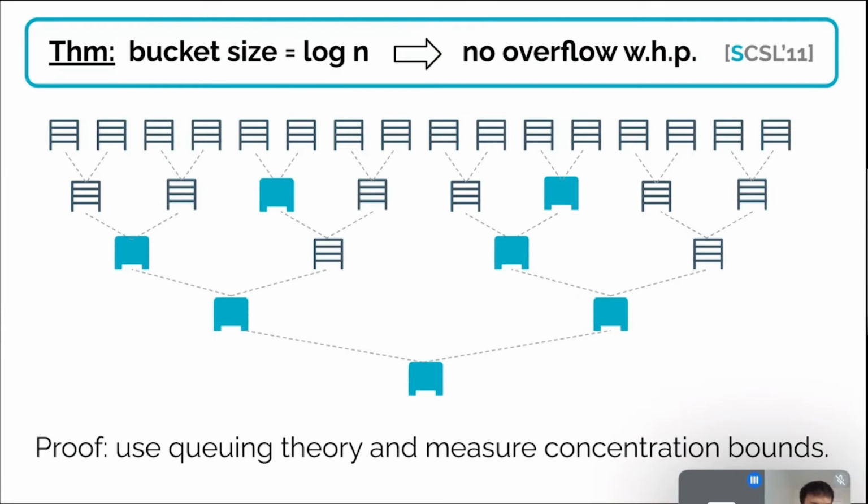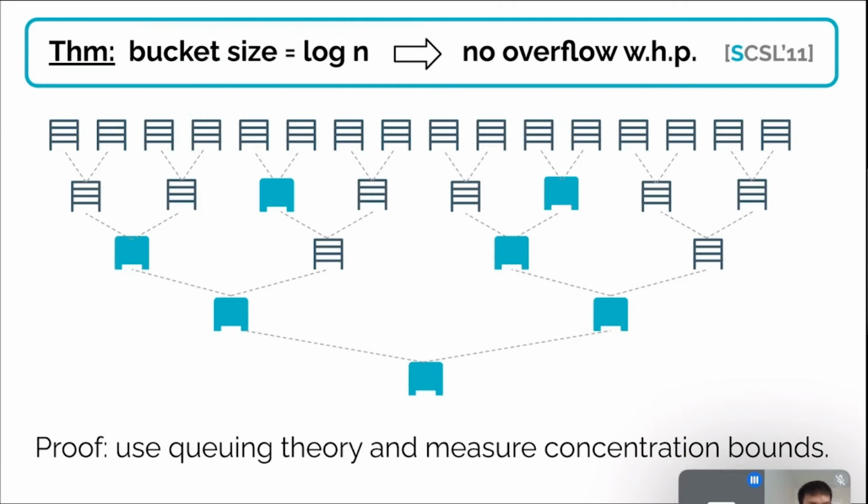Using this idea, here's what we can prove. Suppose you set the bucket size to be log n. Using either queuing theory or measure concentration bounds, we can prove that with extremely high probability, none of the buckets will ever overflow.